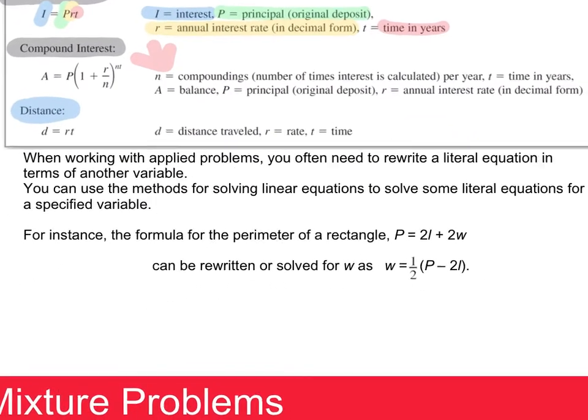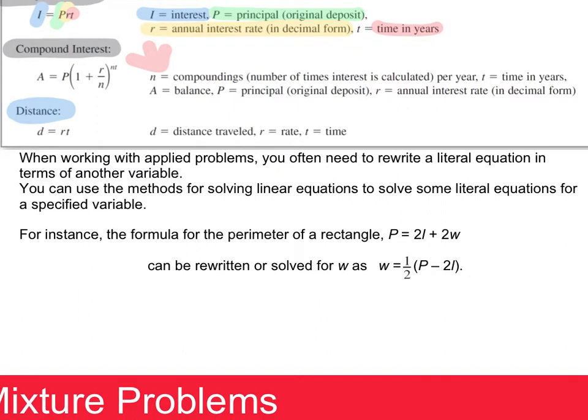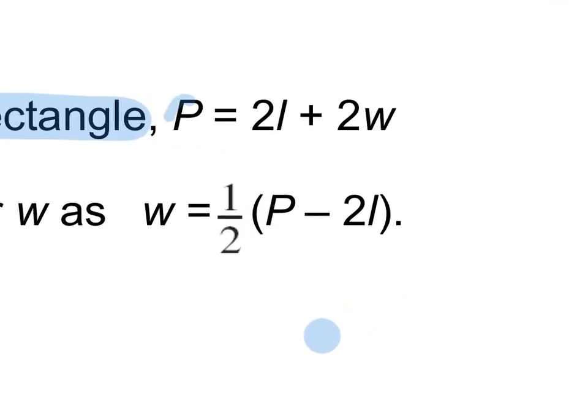And then just a note before we keep going, when you are working with these, it's often helpful to rewrite literal equations in terms of a different variable. So it's like you're given that one equation, but you want to solve for a different variable. And you can use just your properties of algebra to do that. So here we have the formula for perimeter of a rectangle. So here it's written as P equals, and here we have it as W equals.